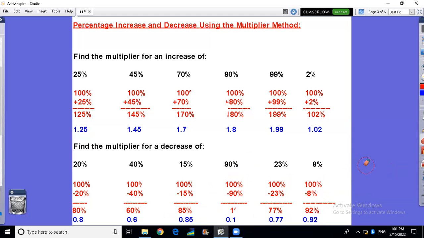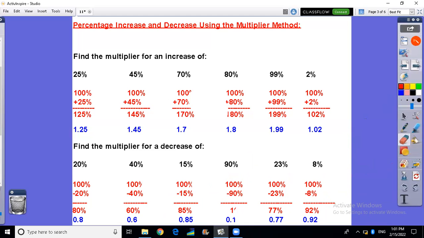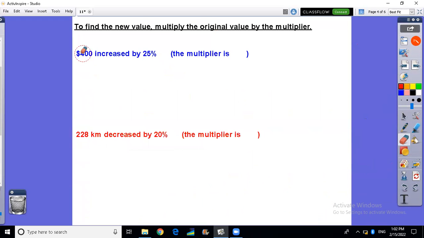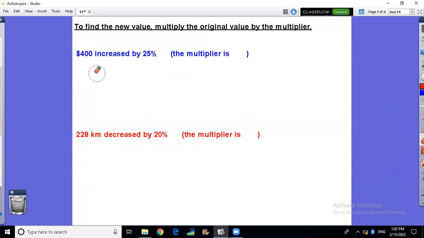All right, now we learned how to find the multiplier. Let's go to the next page. If I give you the original price, $400, increased by 25%, what is going to be the new value? What is going to be the new price? What are we going to do over here? There is something that you need to learn. The new value equals, that's what we need to find.